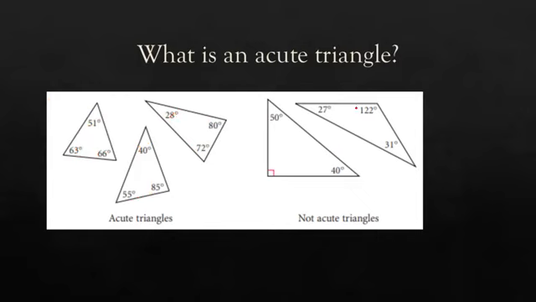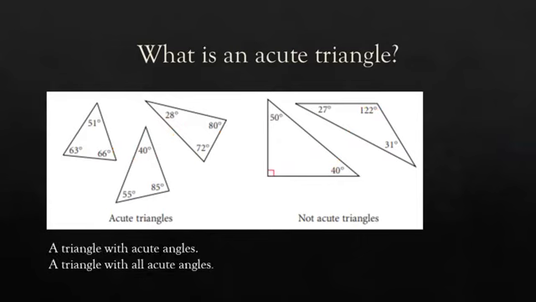How do they compare with the measurements over here to the ones that are not acute triangles? Hopefully you remember what an acute angle is. It looks like these three triangles all have acute angles. Not one of them is a right angle or an obtuse angle. This triangle has a right angle and this triangle has an obtuse angle.